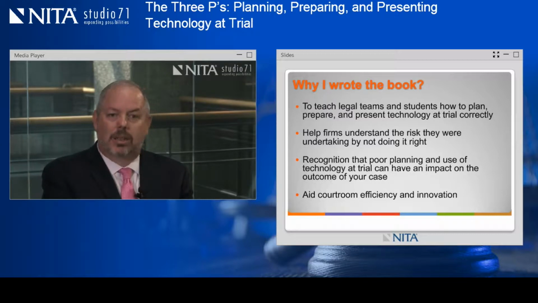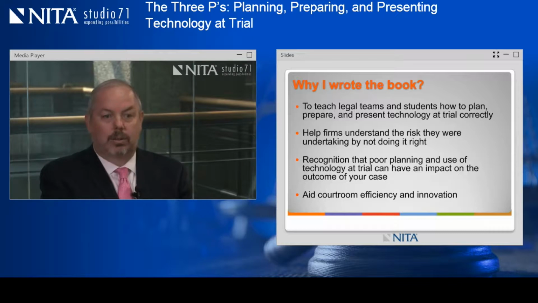So I wrote the book, and I'm giving this presentation today with lessons from it. One, to teach legal teams and students how to plan, prepare, and present technology at trial correctly. Two, to help firms understand the risk they were undertaking by not doing it right. Three, to create recognition that poor planning and use of technology at trial can have an impact on the outcome of your case. And last, to aid courtroom efficiency and innovation, because when it's not done right, everything just slows down and it mucks up the process.